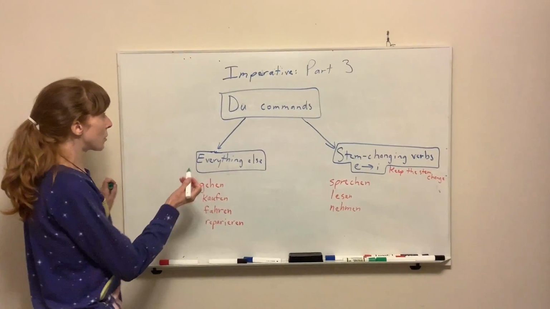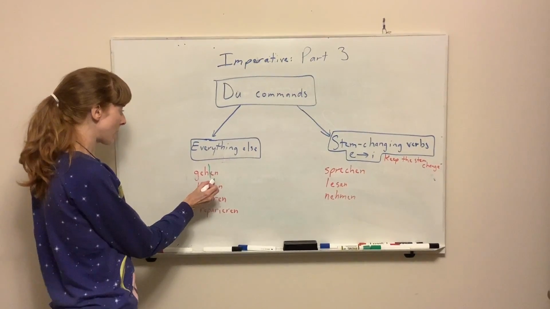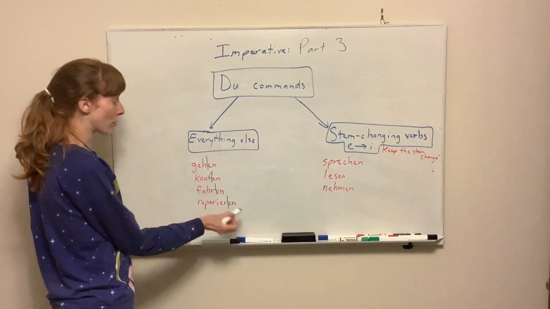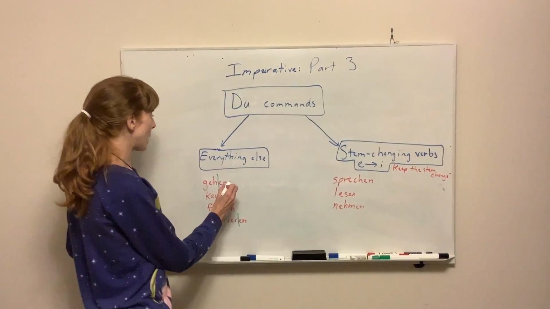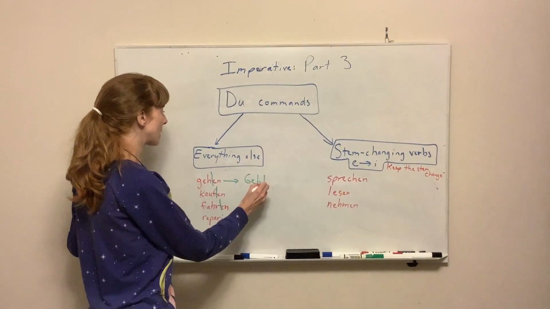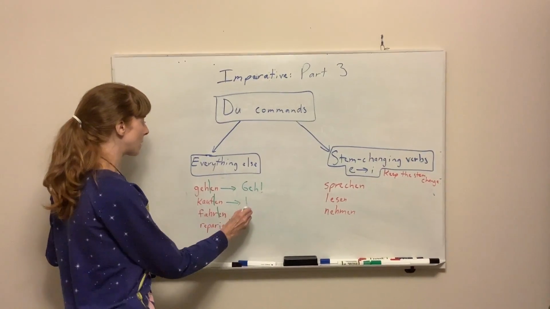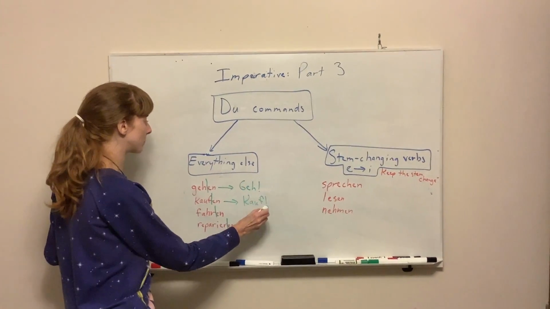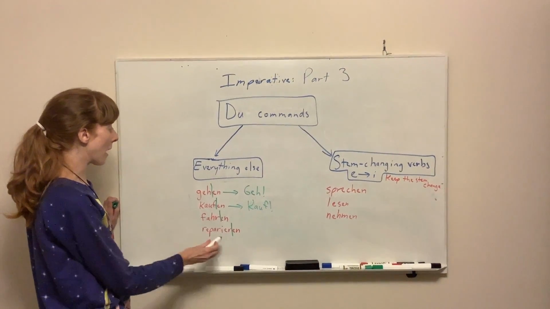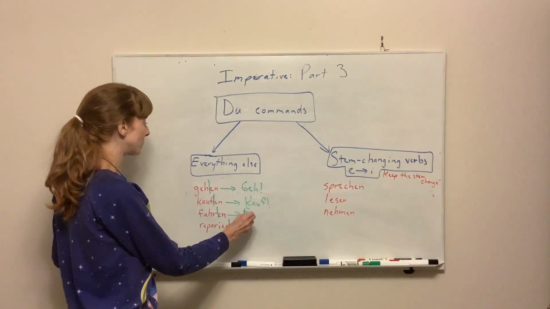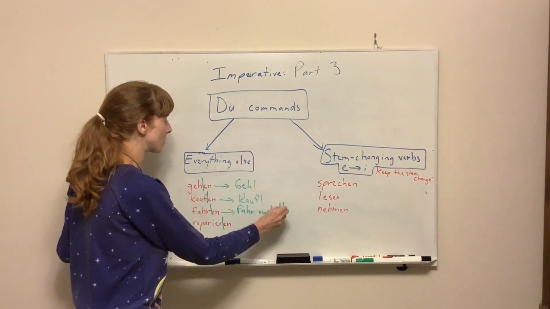For most verbs, we are going to simply take off the ending. And after we take that ending off, we have our command form. So if I wanted to tell someone to go, I would take off the en and get geh. If I wanted to tell someone to buy something, kauf. If I wanted to tell someone to drive, take off the en from fahren, fahr. And I could add to that, I might say something like, fahr nach Hause, drive home.